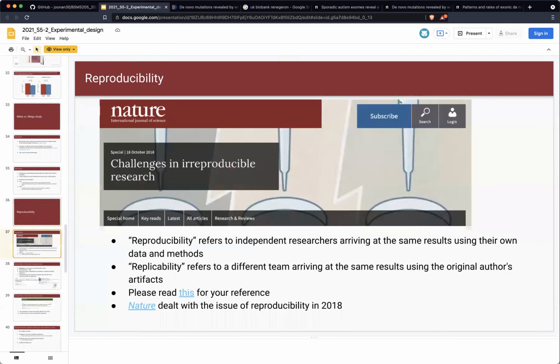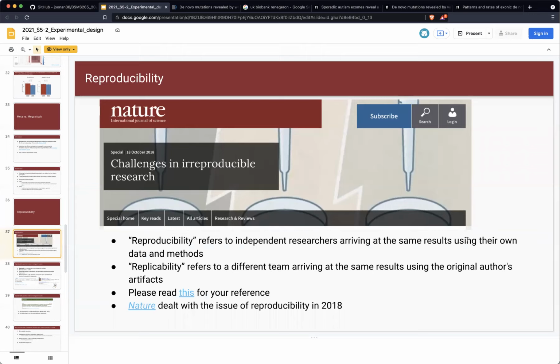So what is reproducibility? This is independent researchers arriving at the same result using their own data and methods. Basically, if you try to reproduce something that has been done by others, and you basically see the same thing, then we call that reproducibility, right?